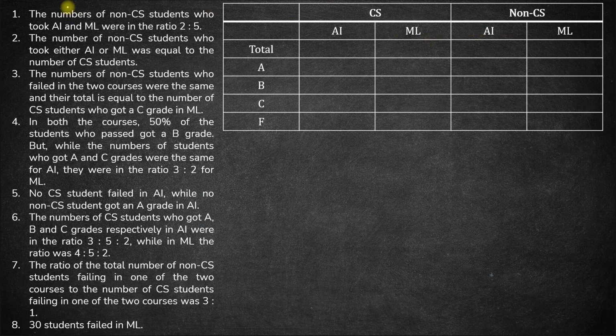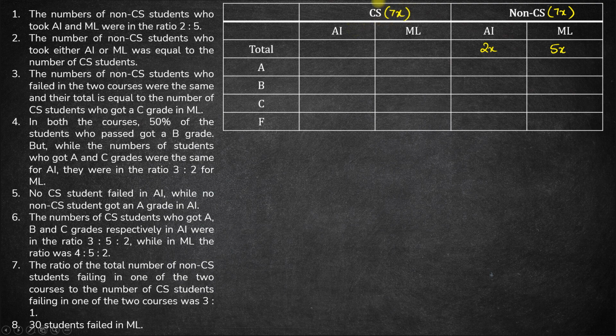The first thing is the number of non-CS students who took AI and ML were in the ratio of 2:5. So the total non-CS students taking AI and ML are in the ratio of 2:5. So let's say this is 2x and this will be 5x. So total how many non-CS students are there who took these courses? 7x. Next. The number of non-CS students who took either AI or ML was equal to the number of CS students, right? So this is 7x.